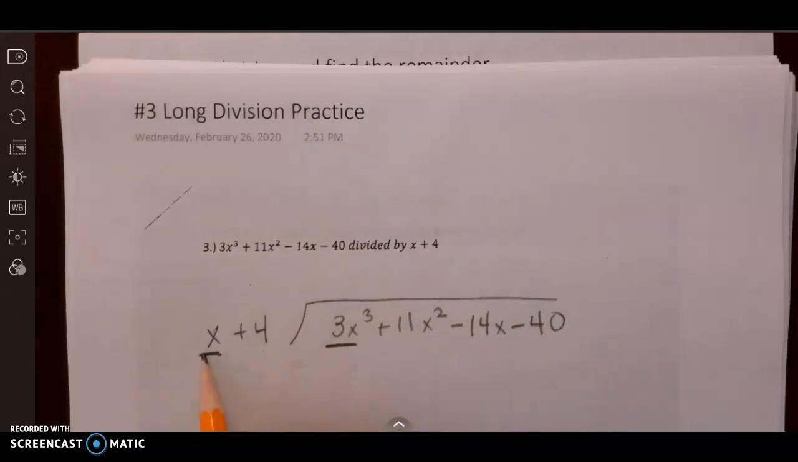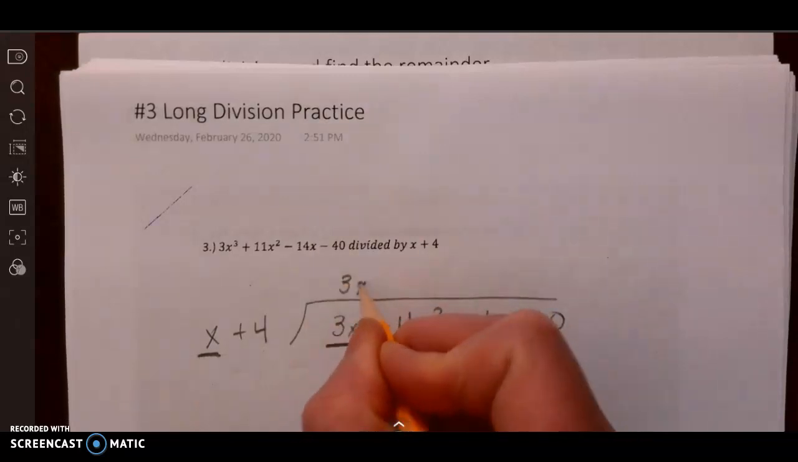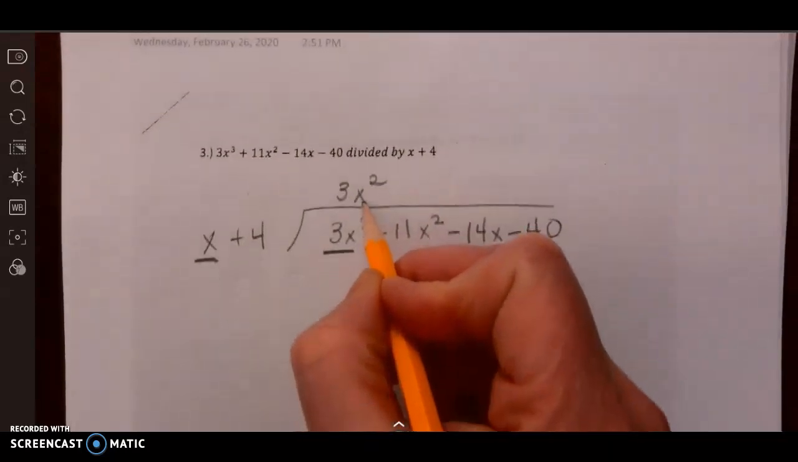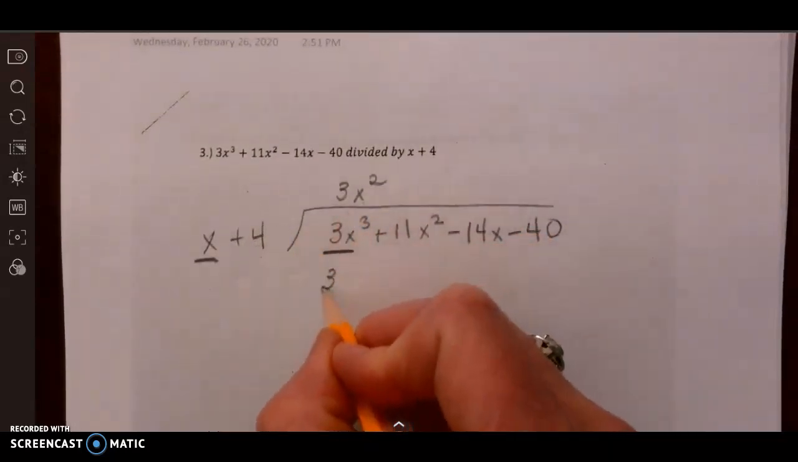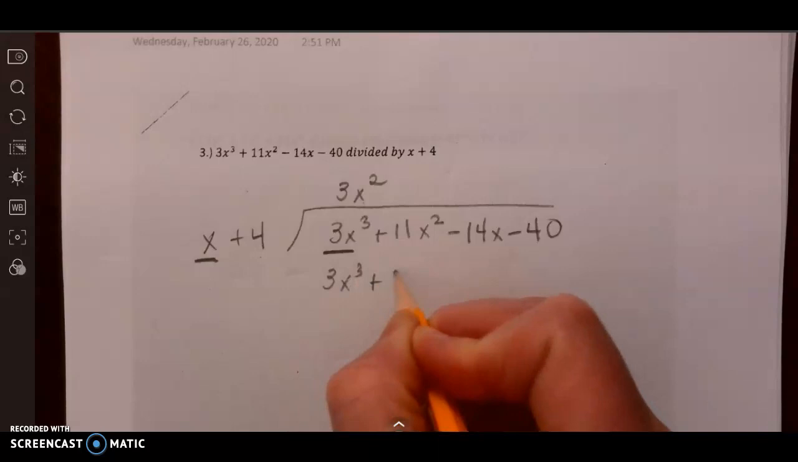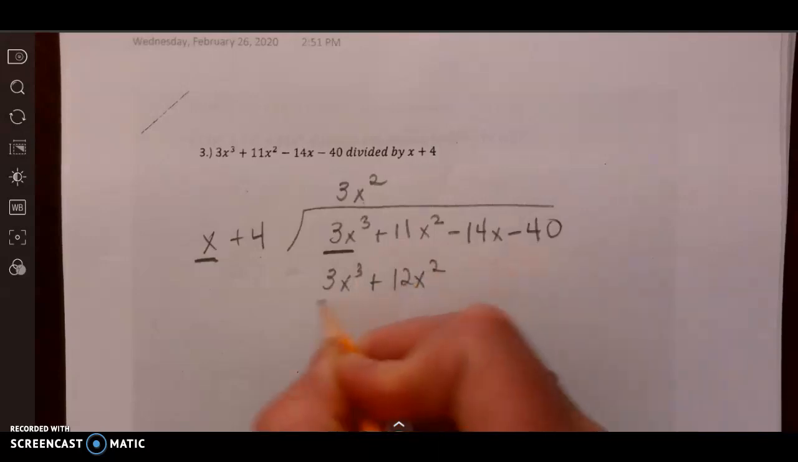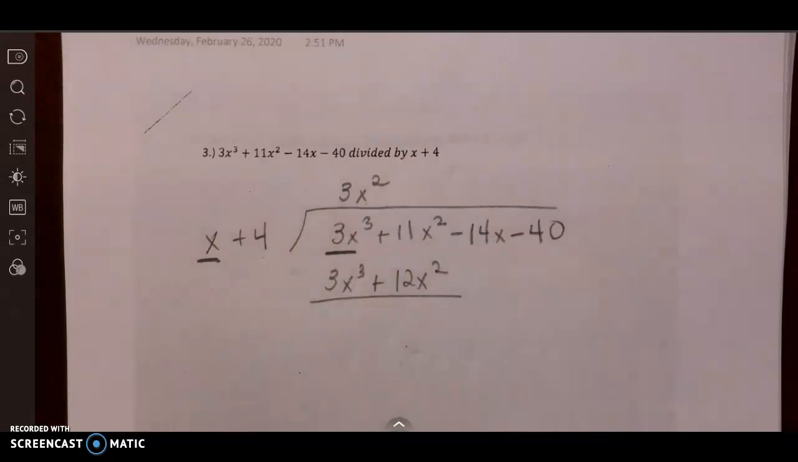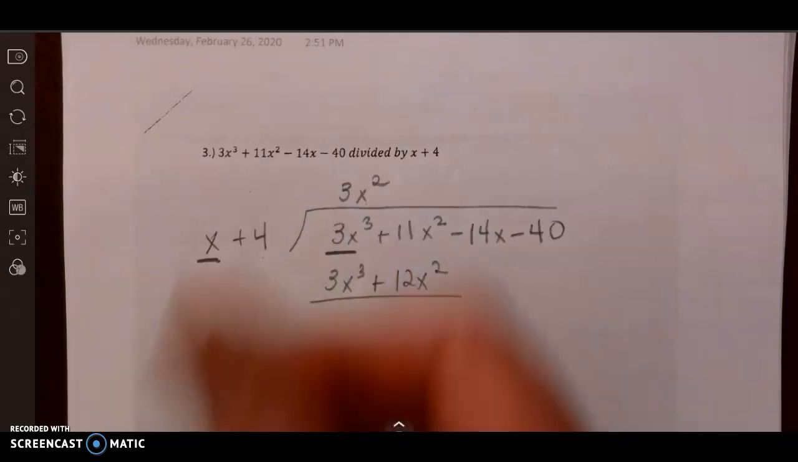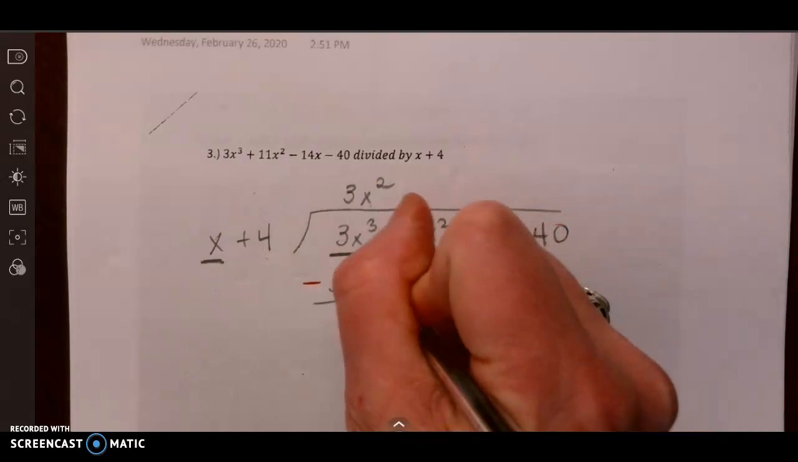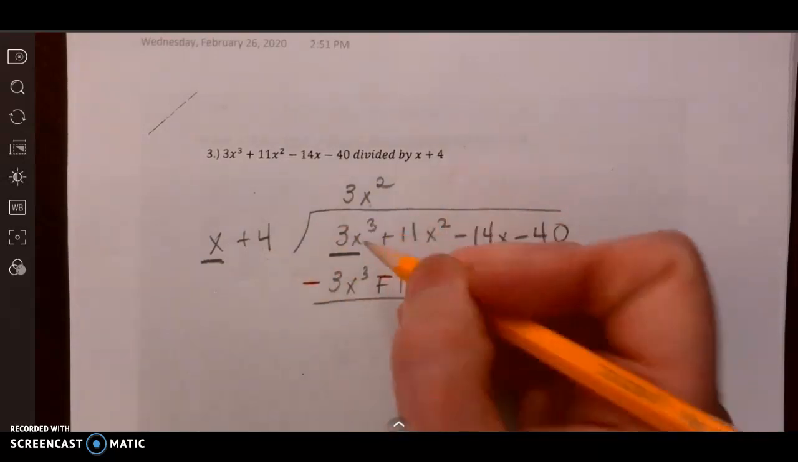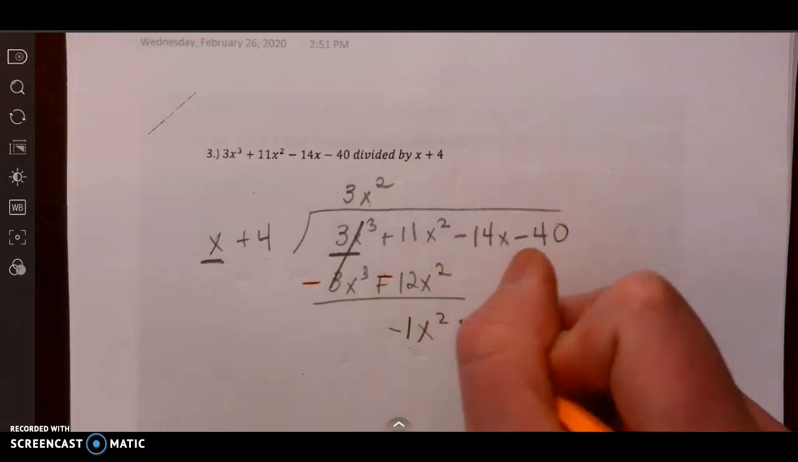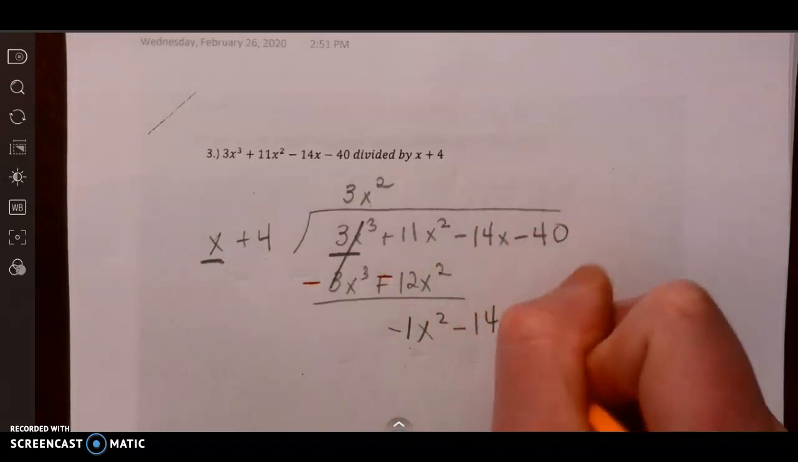3x cubed divided by x is 3x squared. Take that 3x squared and multiply it by everything here, and I get 3x cubed plus 12x squared. I go to subtract, and since I'm subtracting, I'm going to change my signs to the opposite. And now I can simply add. I get negative 1x squared, carry down the minus 14x.